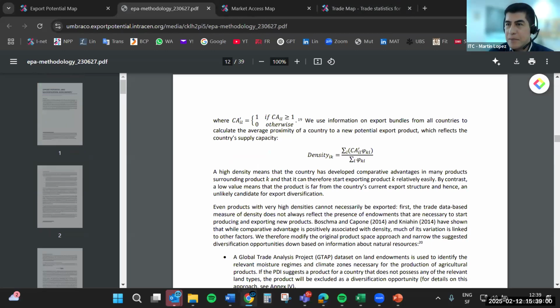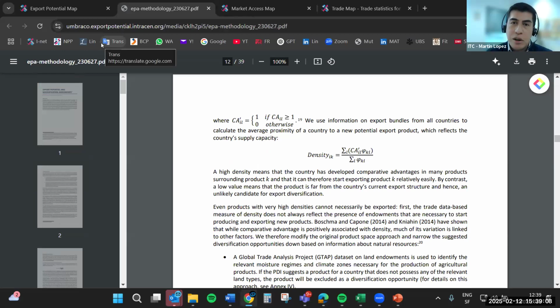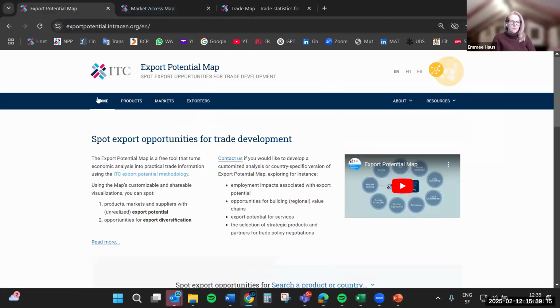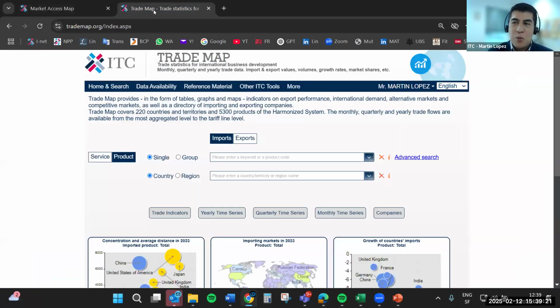Yes. Martin, does it cover minerals? You said it doesn't cover extractive, so not oil, yeah. Do you know about minerals? Yeah, not all of them, but some. Okay, extractive industries are excluded. The list of exclusions is also in this paper. Okay, thank you. So I'm going to wrap it up with Export Potential Map. Let's move on with a very well-known tool, Trade Map.